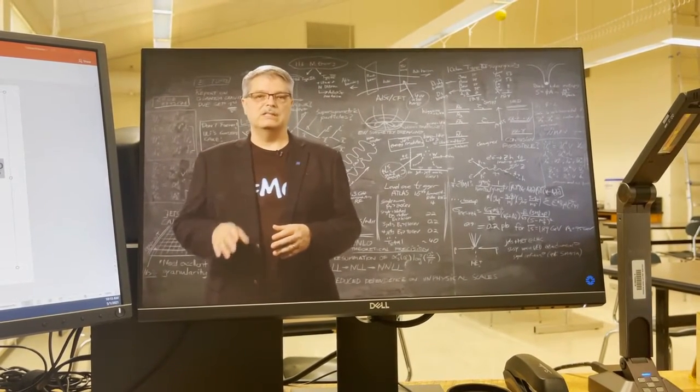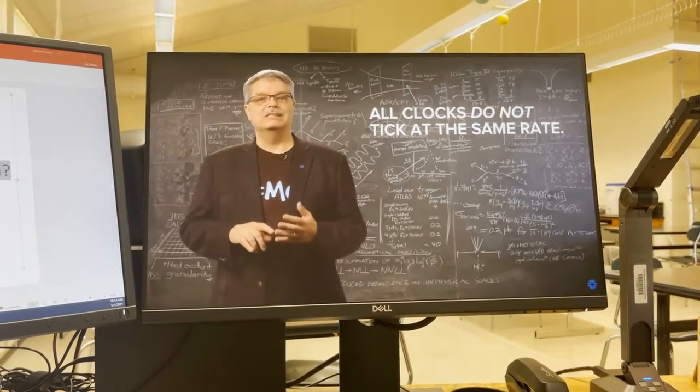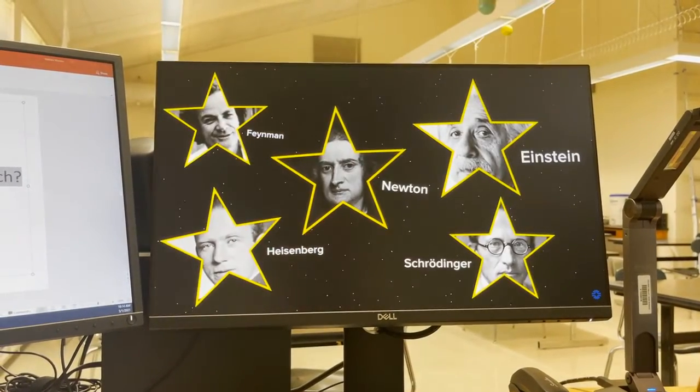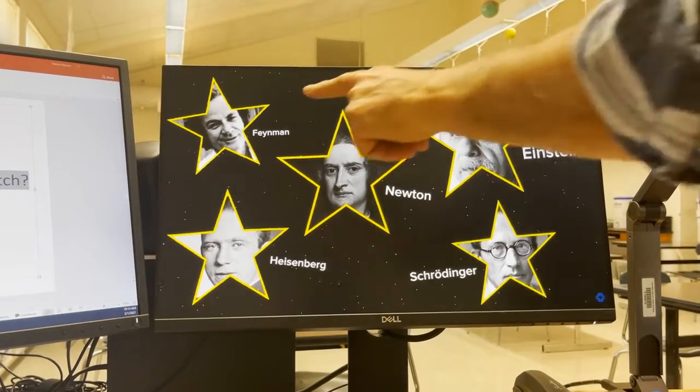However, the bottom line is that our intuition that all clocks tick at the same rate is simply wrong, and Einstein retains his place among the pantheon of physics superstars.